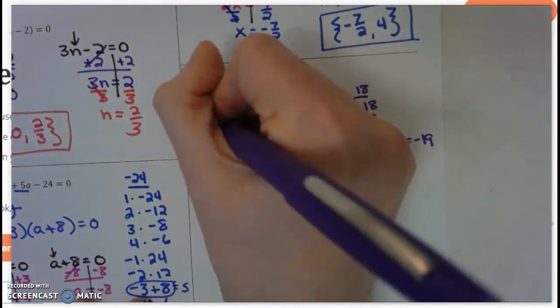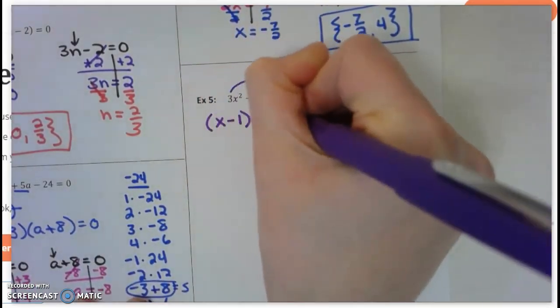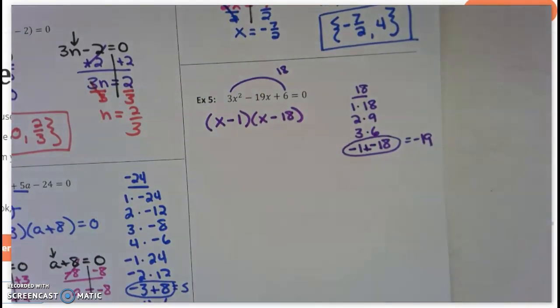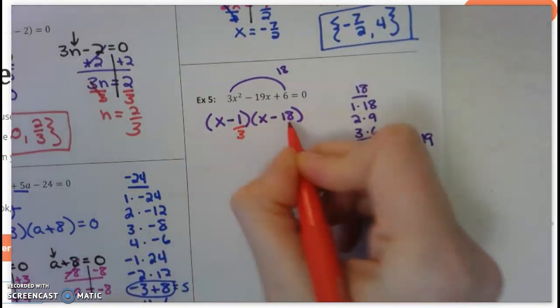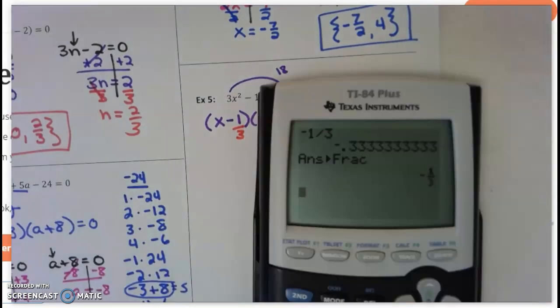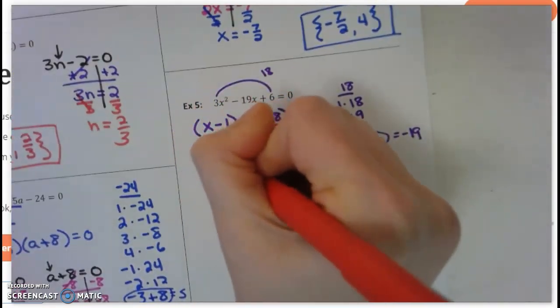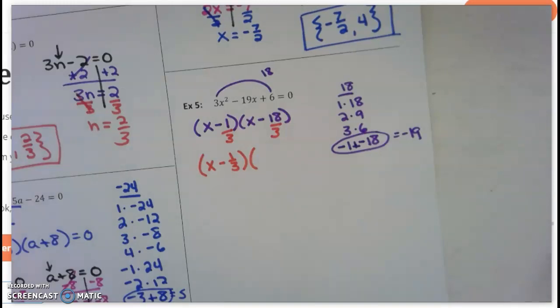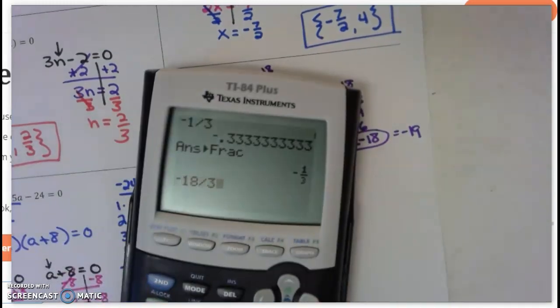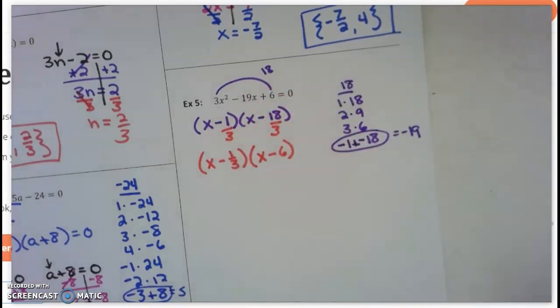So come over here, put your parentheses, x minus 1 and x minus 18. Since it is 1 with a leading coefficient, now we've got to divide by that number. So it's the 1 in front, I divide by 3. Okay, so negative 1 over 3, when I change that back, it's going to stay as a fraction, just like this. So I end up with x minus 1/3. And for the other one, negative 18 divided by 3 is negative 6. So I've got x minus 6.